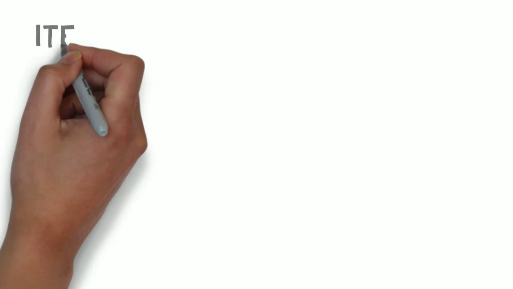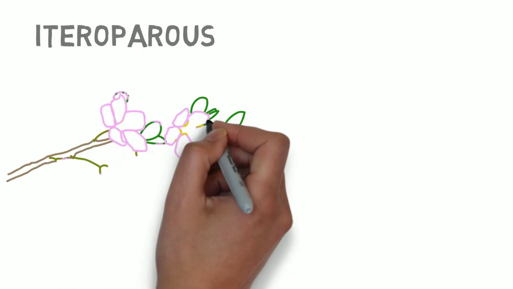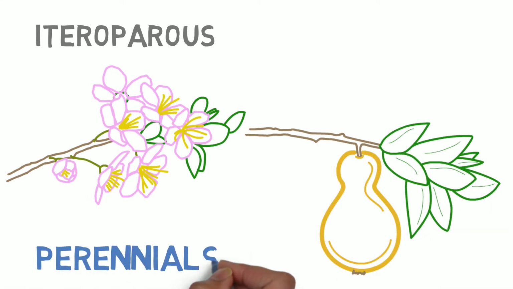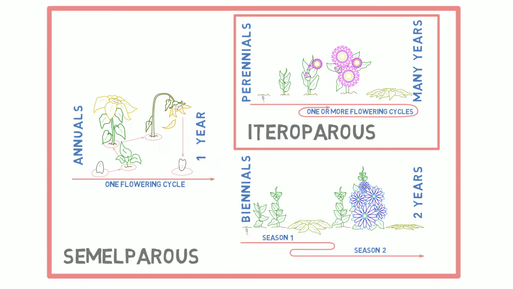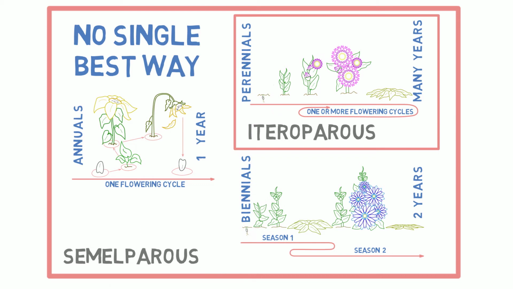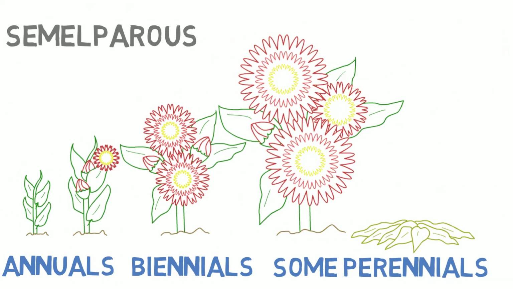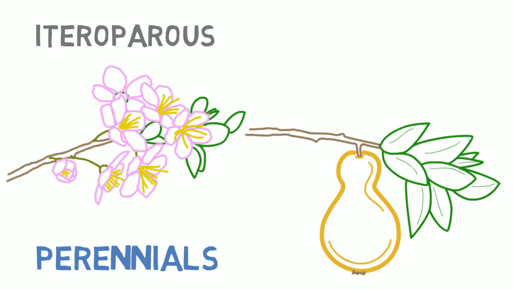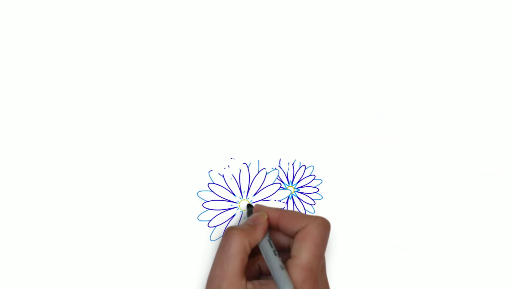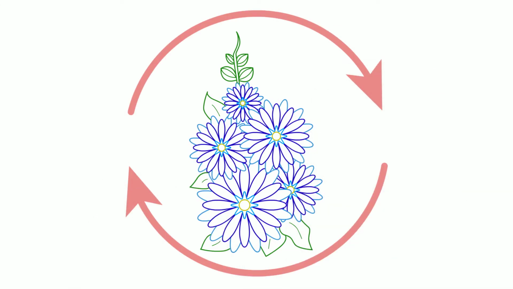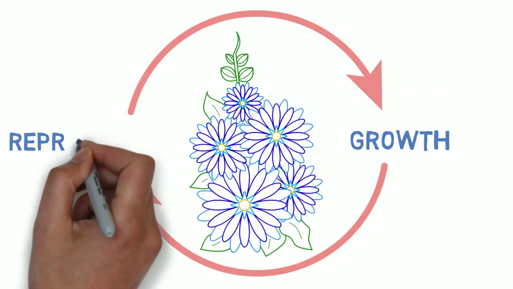In iteroparous plants, reproduction is split over the years and does not come at the cost of lifespan. This strategy is often used by perennial plants. With such diverse strategies, it's important to note that there is no single best way in being a plant. Most of these strategies were honed through evolution and are adapted to their particular environments. But a common thread that underpins these strategies is that they are shaped by trade-offs within the plant, whether it comes at a cost to growth, reproduction, or lifespan.